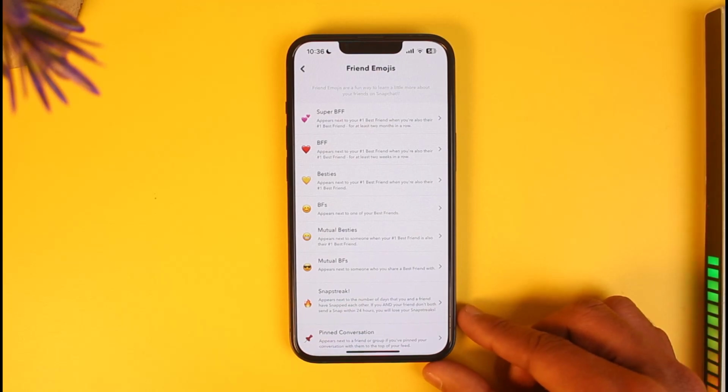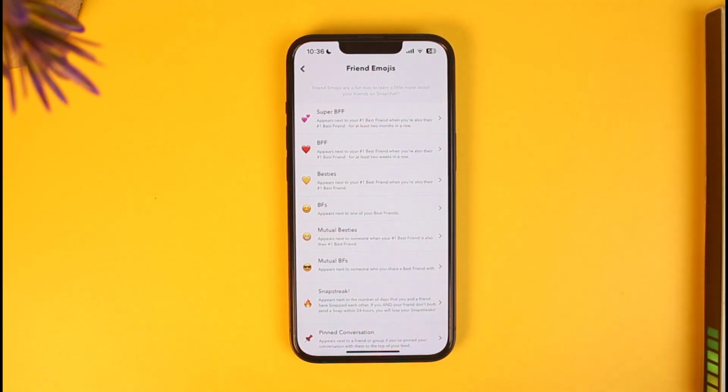So if you're talking about removing them, first of all you have to understand how they were added in the first place. It says it appears next to your number one best friend when you're also the number one best friend for at least 2 weeks in a row. So Snapchat adds you to your best friends or BFF list when they notice that you're in a 2 weeks constant row of number one best friends on both of your accounts. So that's basically how it works.